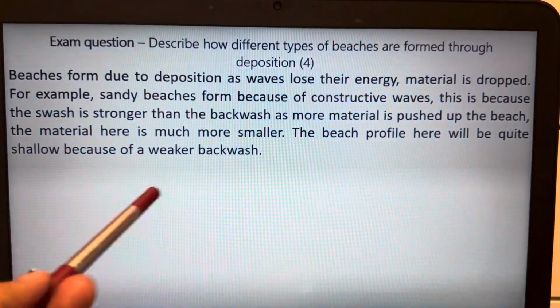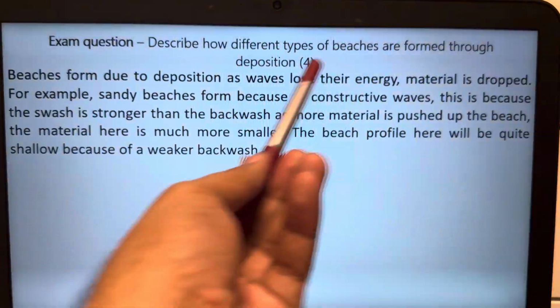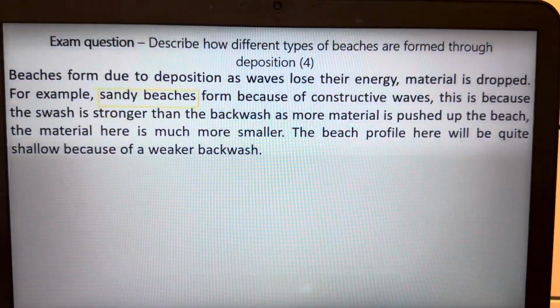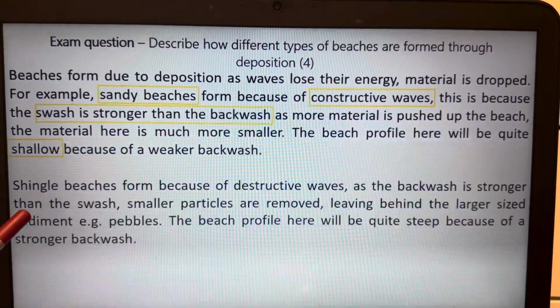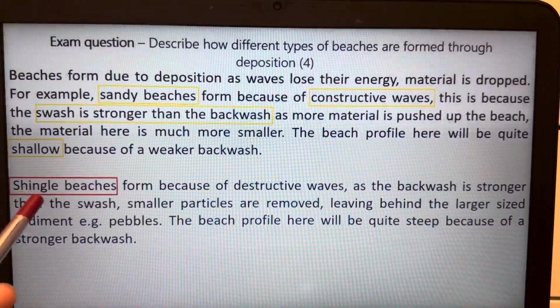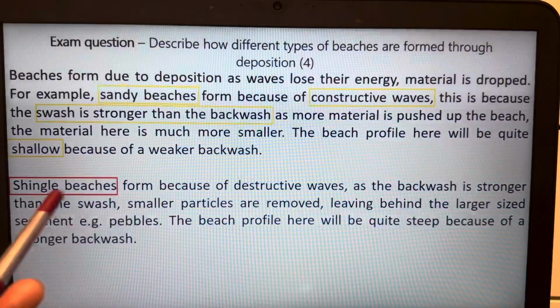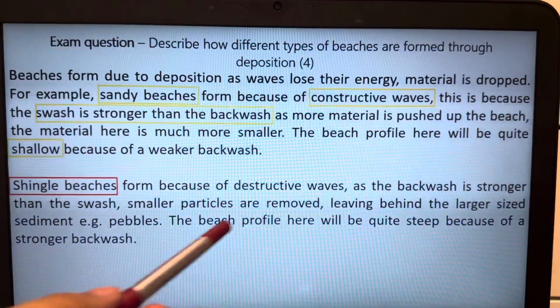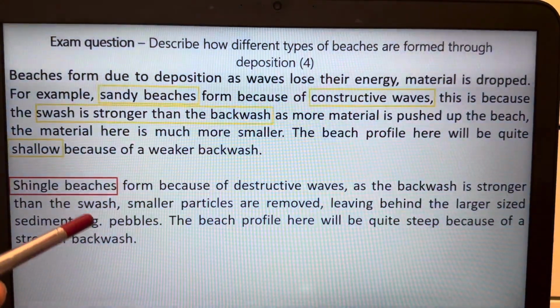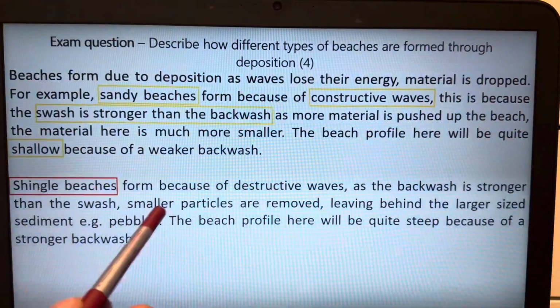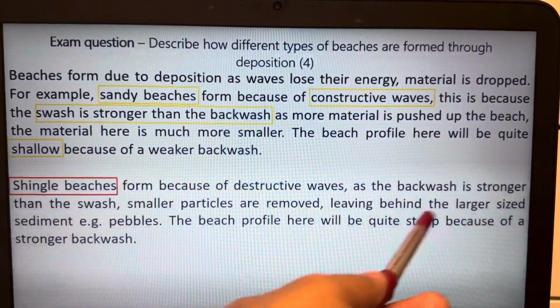Then you quickly talk about different types of beaches. So you've got to talk about the sandy beach, and I'd mention very quickly the destructive waves, like shingle beaches where there are larger pebbles. The shingle beaches with the pebbles are formed through what? Destructive waves. The backwash is stronger than the swash. The smaller particles are removed, therefore leaving behind the larger pebbles.